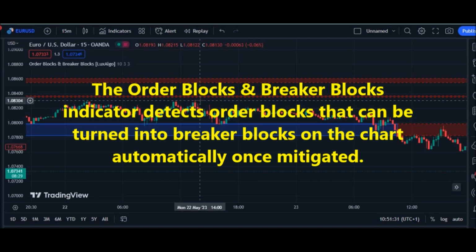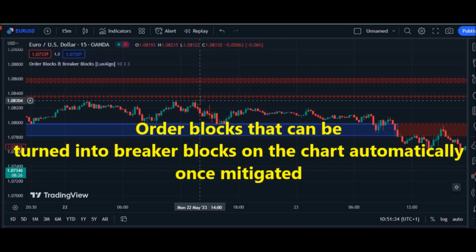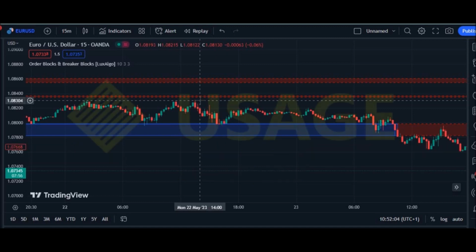But basically, this indicator detects an order block that can be turned into breaker blocks on the chart automatically once mitigated. So what does this tell you? Once an order block, whether bearish order block or a bullish order block, can turn into a breaker block, that simply means maybe it's broken above or below on the chart once mitigated. Once it is mitigated, that's when we can find a breaker block, and that is what this indicator does.